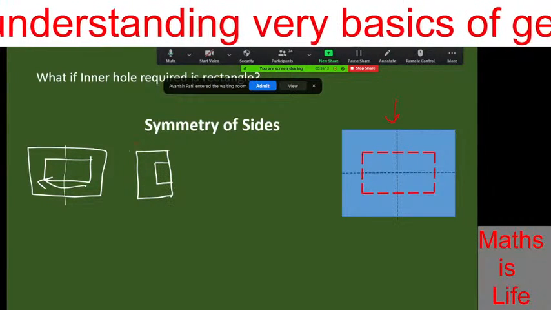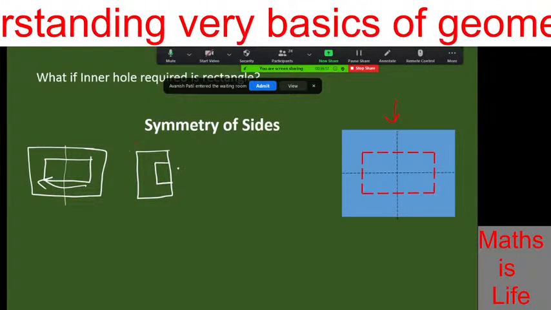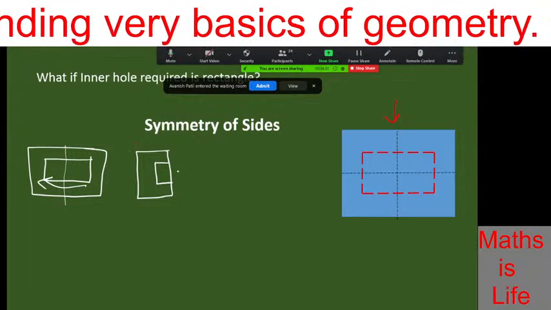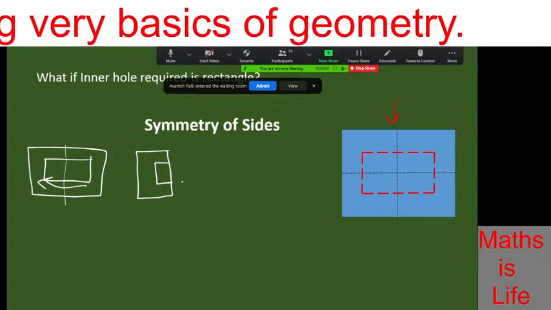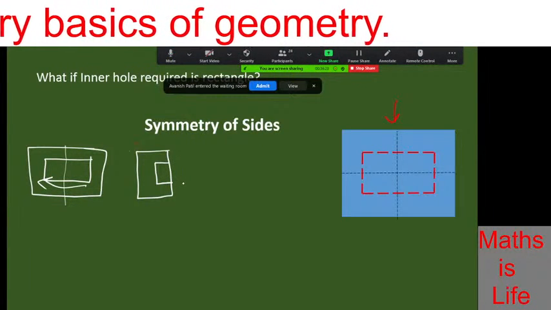But again, we don't have only one line here. We have to cut 3 straight lines here. So again, we will try to convert these 3 straight lines into one line. How can we do this? How can we convert these 3 straight lines into only one straight line?